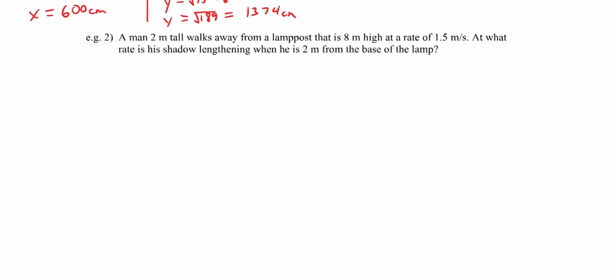Okay, so now next one, we have a man 2 meters tall walks away from a lamppost that is 8 meters high at a rate of 1.5 meters per second. At what rate is his shadow lengthening when he is 2 meters from the base of the lamp?